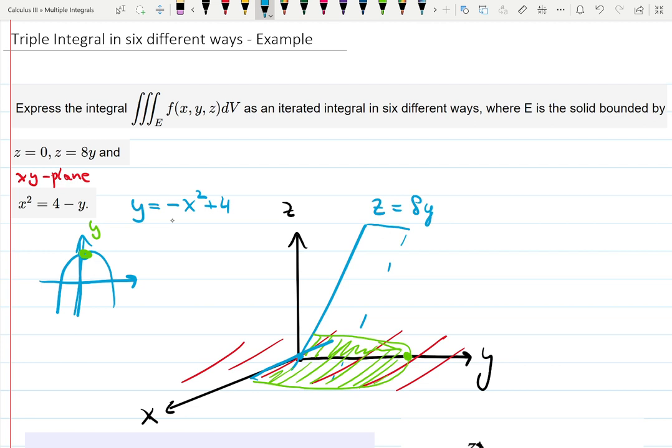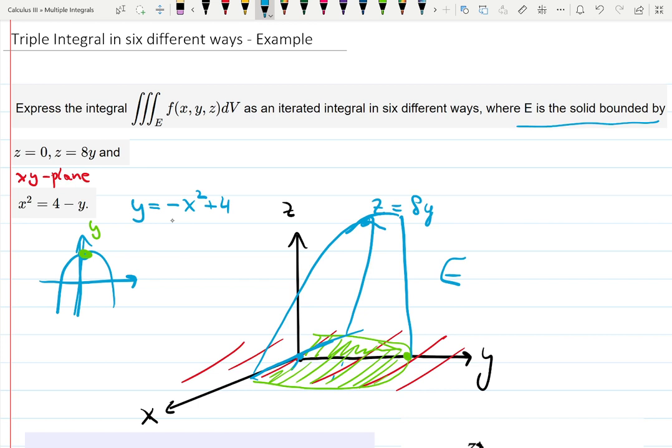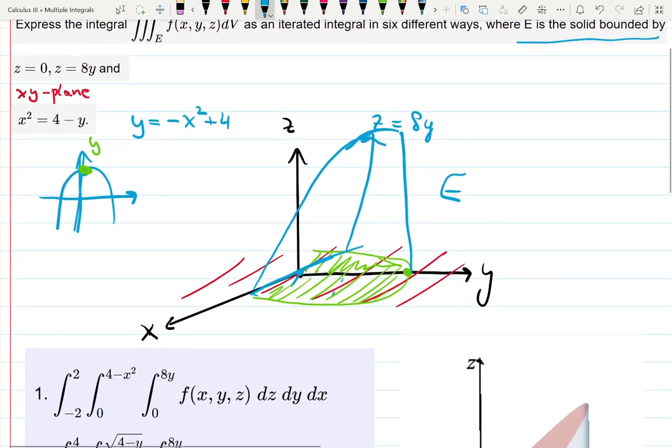The plane is going like so, right? Now the plane is also restricted by the shape of the parabola, so it's going to be like so, going up in z, and so. And this is the 3D picture of the object we're talking about. That is my E, a solid bounded by z equals 0, z equals 8y, and a parabola on the floor, which is the xy plane.